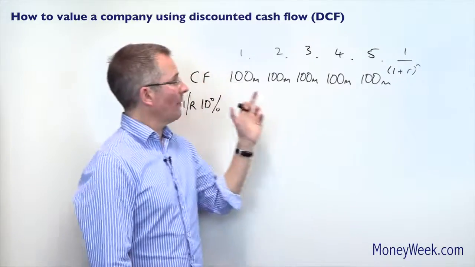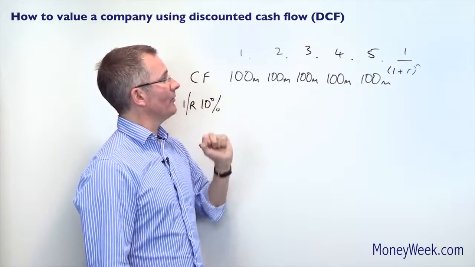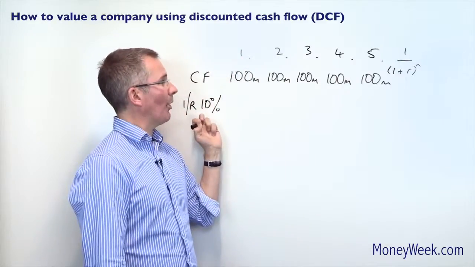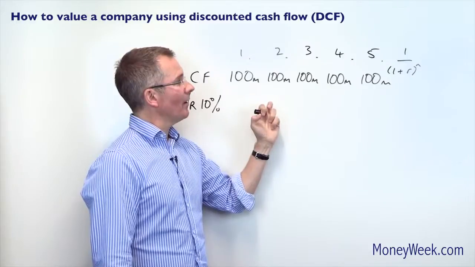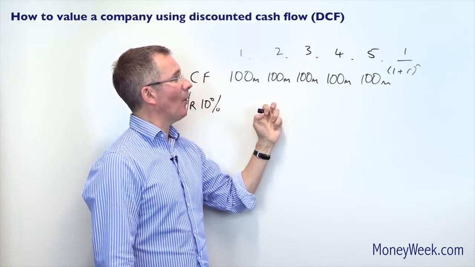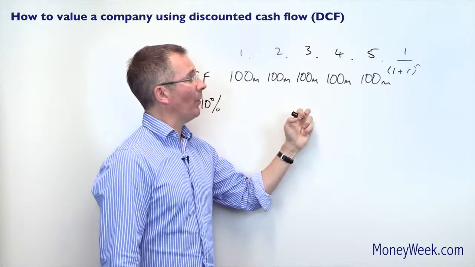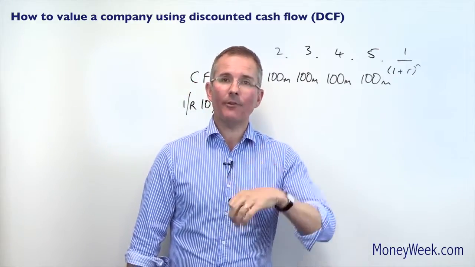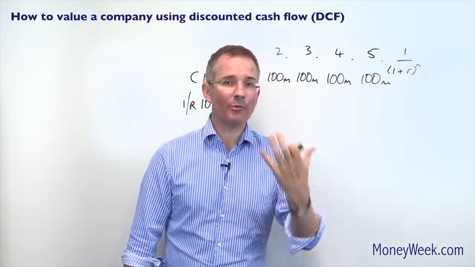So I'm going to divide the first year's cash flow, assuming it's received in 12 months' time, by 1.1. Then take the second one and divide it by 1.1 squared, 1.1 cubed, and so on. And if you do that, and this is just an introductory video, remember, just to show you the principles, if you like.